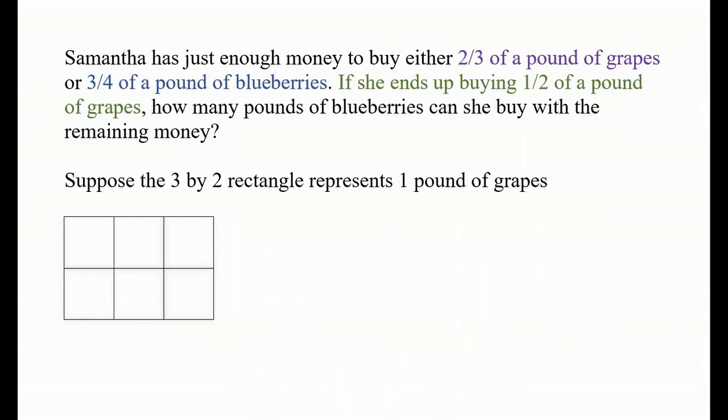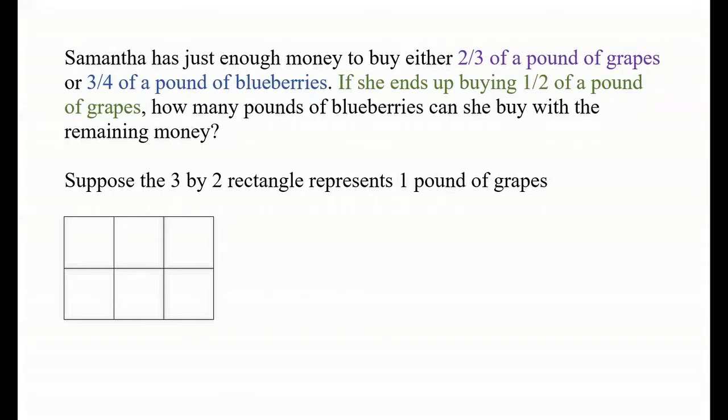So basically it's the same question. I have changed the colors. 2/3 of a pound of grapes is purple, 3/4 of a pound of blueberries is blue now, and the sentence, if she ends up buying half a pound of grapes, is green. Other than that, I haven't changed anything. It's the same question. So I'm going to use a 3x2 rectangle to represent 1 pound of grapes.